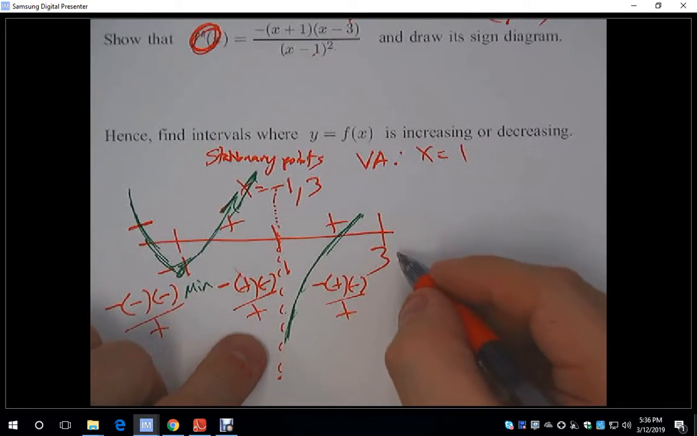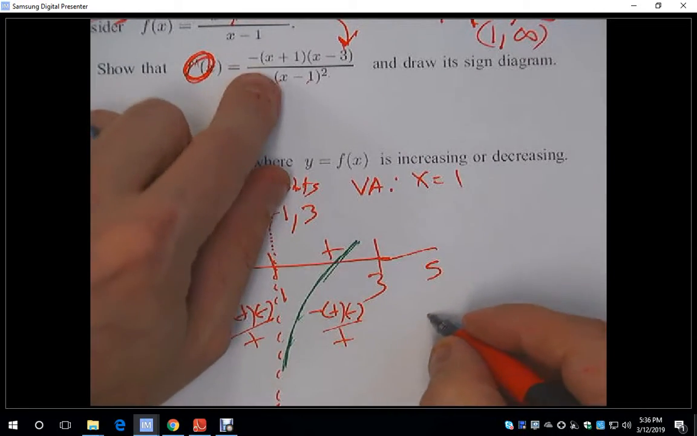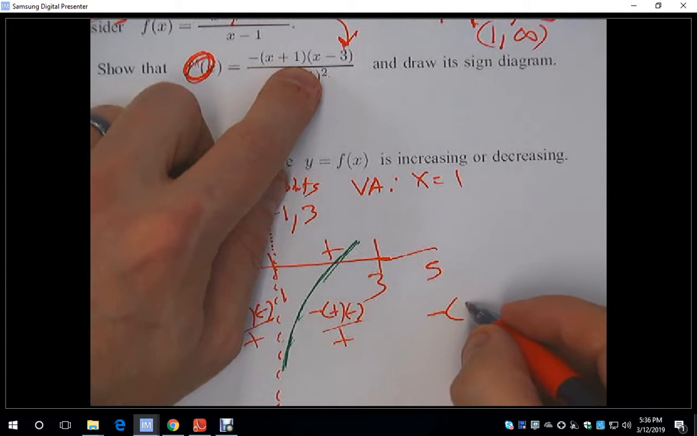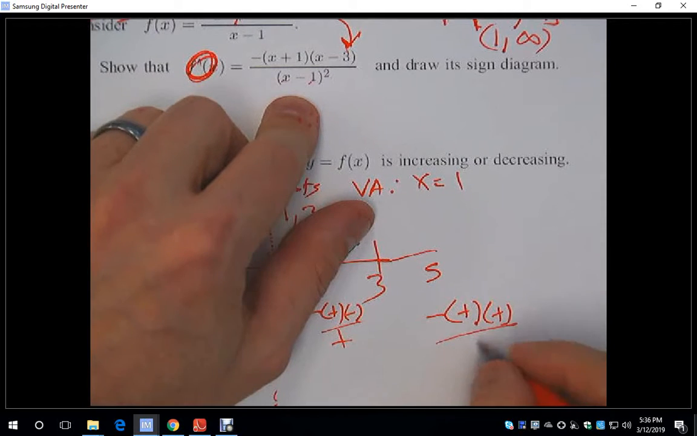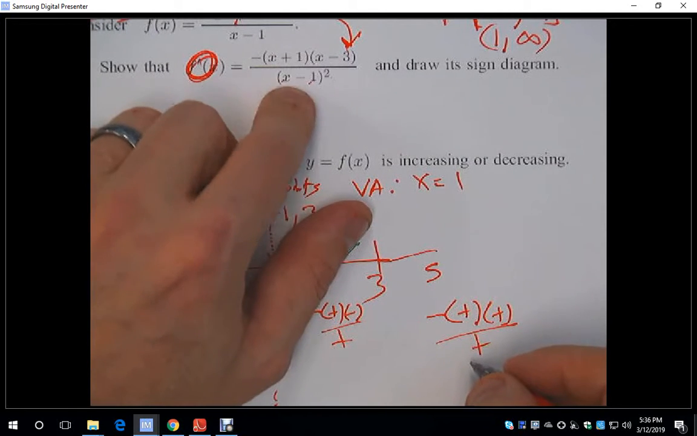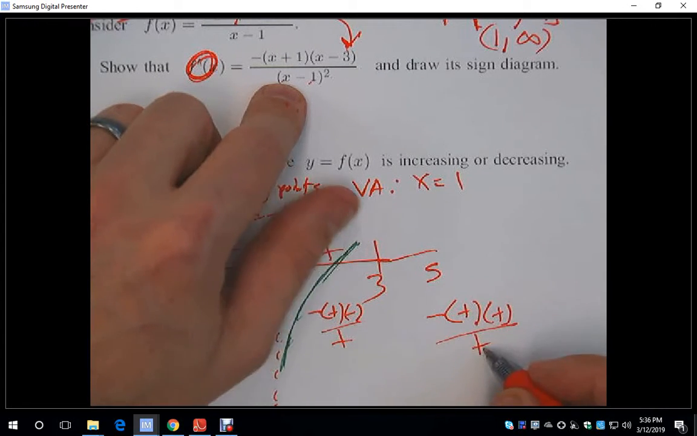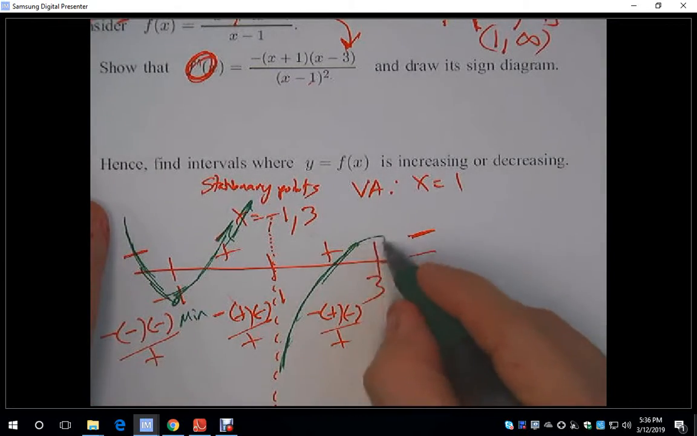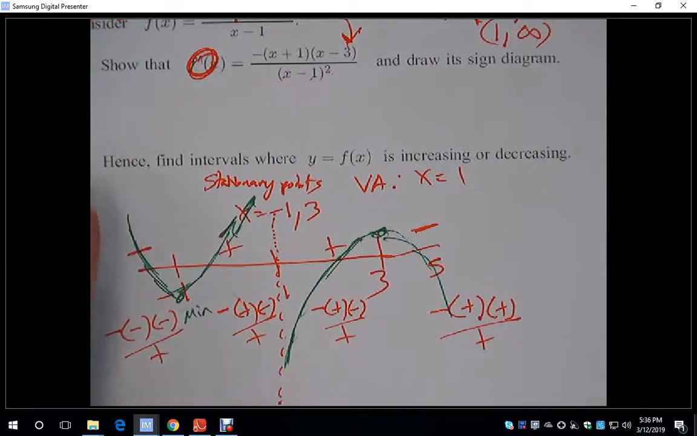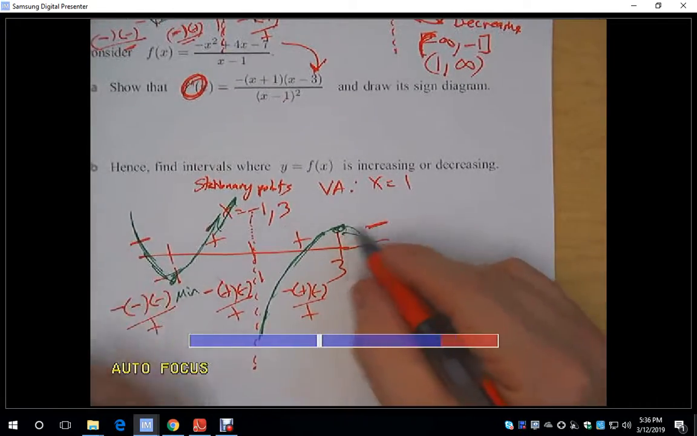So let's take some number above 3, how about 5. We'll plug in, we still have this negative, times 5 plus 1, that's going to be positive. 5 minus 3 is going to be positive. All over, this will always be a positive unless x is 1. And so I have a negative times a positive, that's a negative, divided by a positive is a negative. So we have a negative. It looks like we have a local maximum there, I apologize, it's a local maximum.